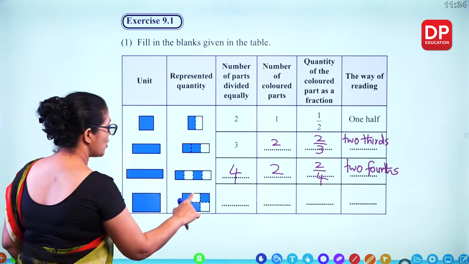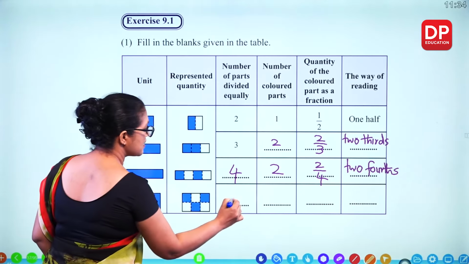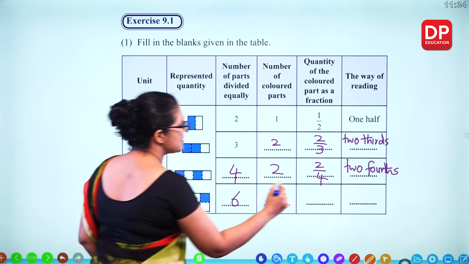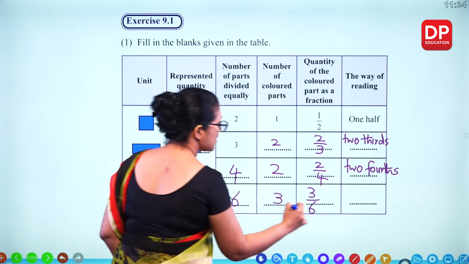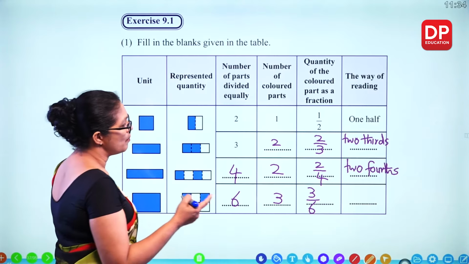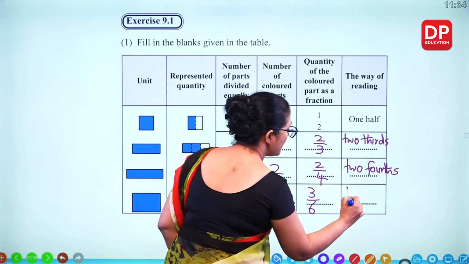But we'll write this one as 2/4. How many parts are there? 1, 2, 3, 4, 5, 6. Out of that, 3 parts shaded. So this is 3/6. When you simplify, you can write half, 1/2. But we'll write this one as 3/6.